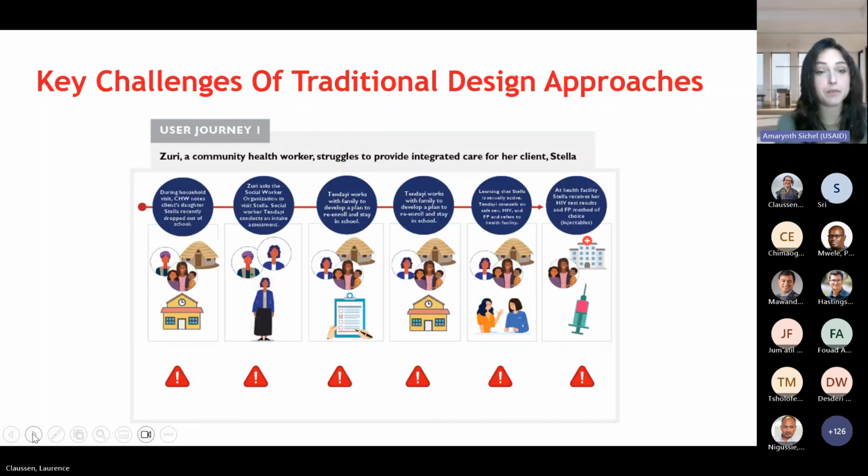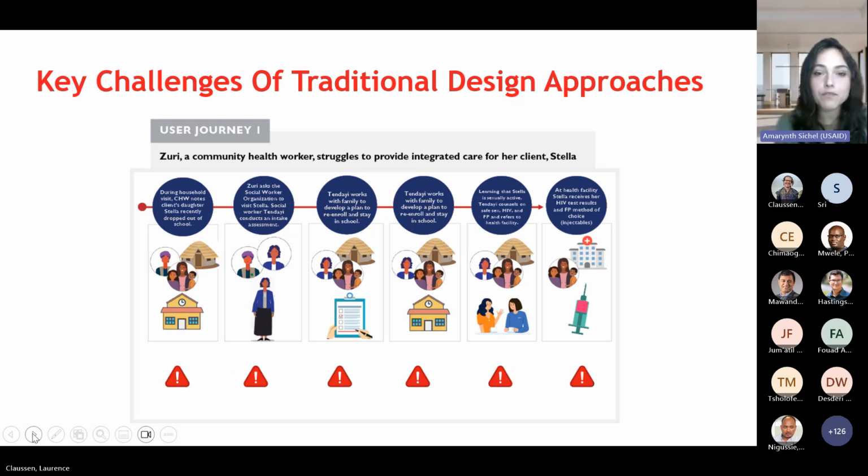So Zuri, the community health worker, knows that there's a program to support adolescent girls like Stella, but referring Stella to that organization takes time because at first Zuri doesn't have the right forms to do it. That delays the referral, which then delays Stella getting access to the support that she needs. But eventually the referral does succeed and a social worker, Tendai, starts working with Stella.